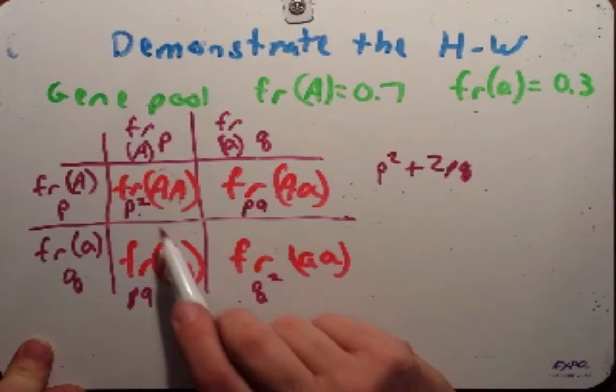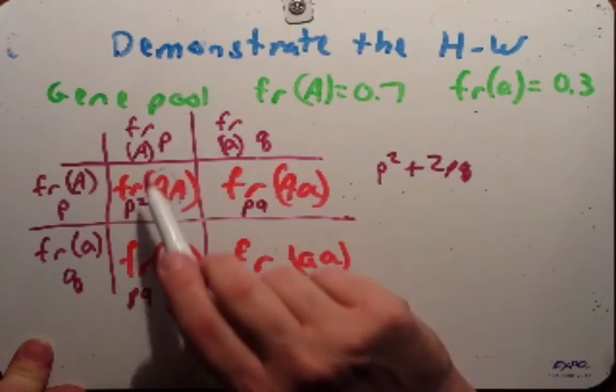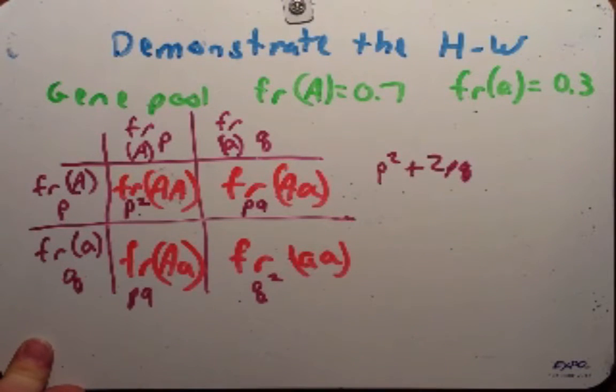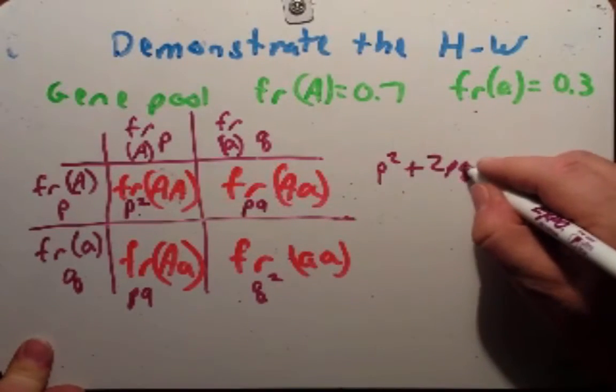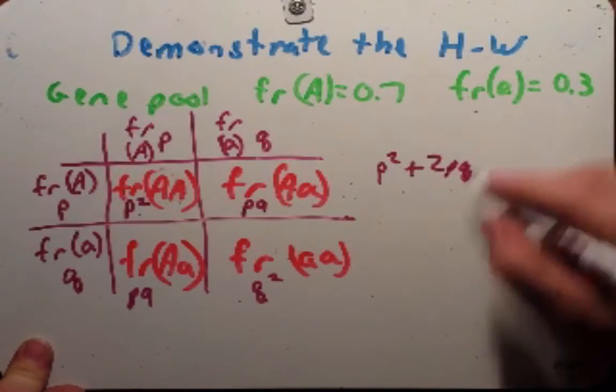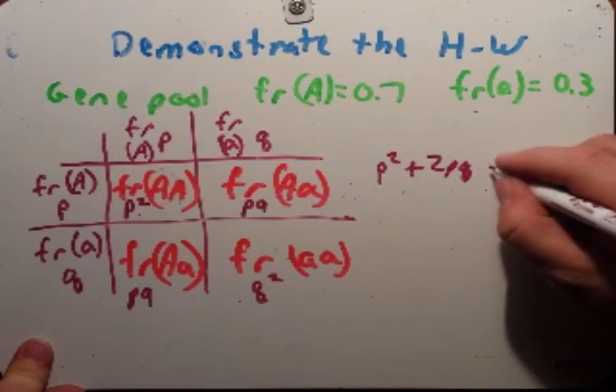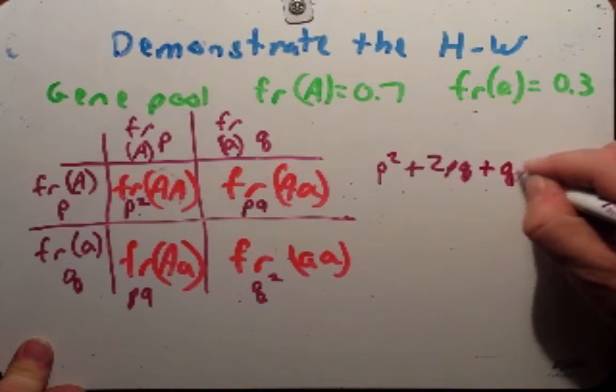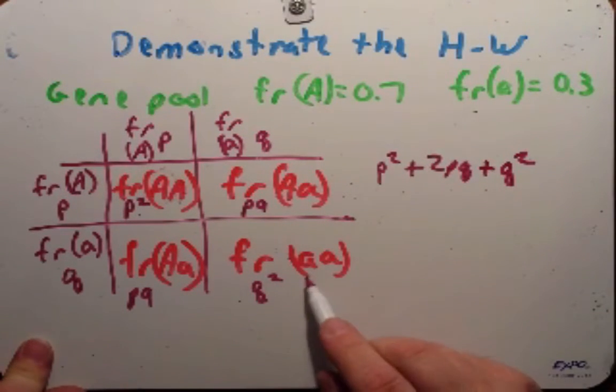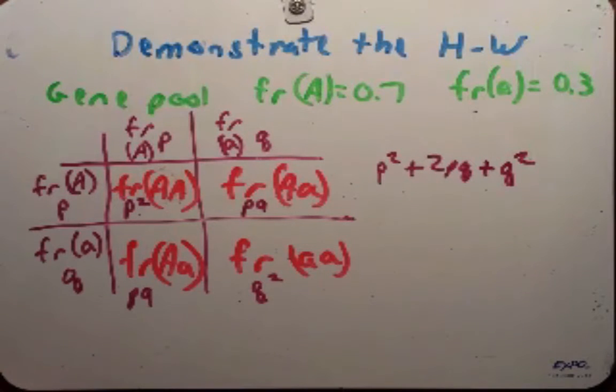Plus the probability of having the reverse, where you get big A from one parent and little a from the other parent. So that's why we go 2PQ. There are two different ways you can be big A, little a in this example. And then the probability of being little a, which is Q squared. And this always has to equal 1.